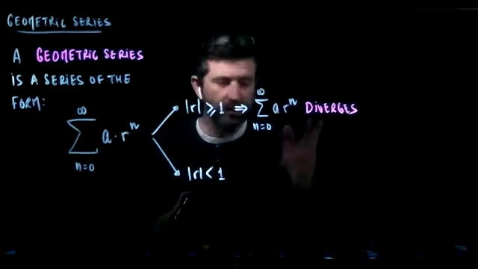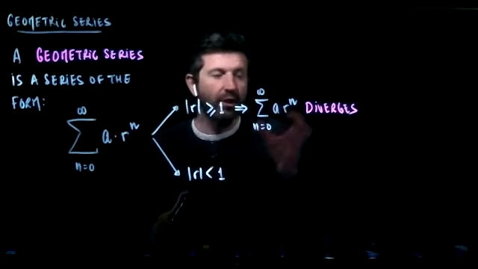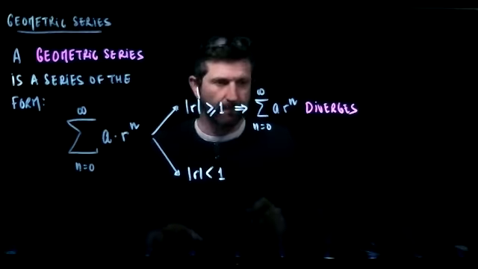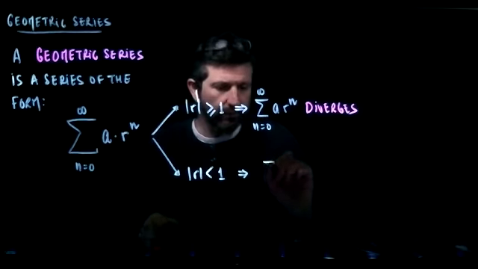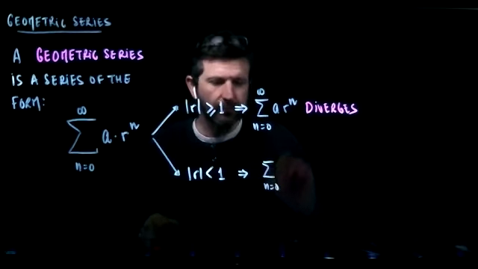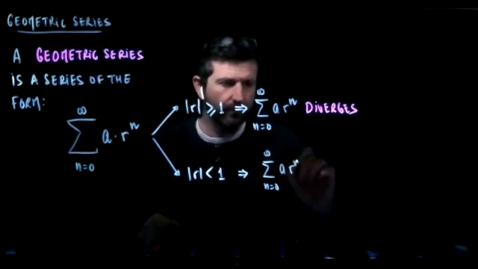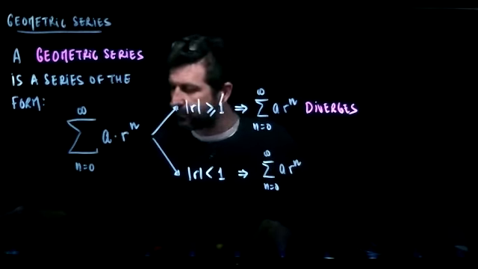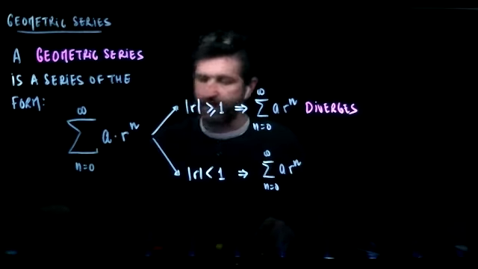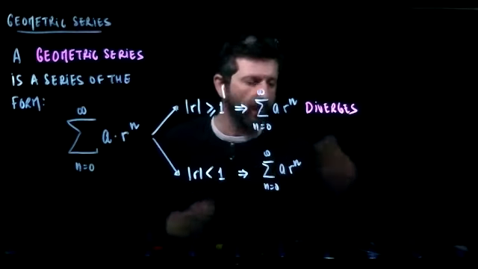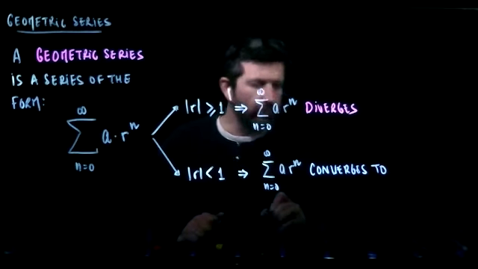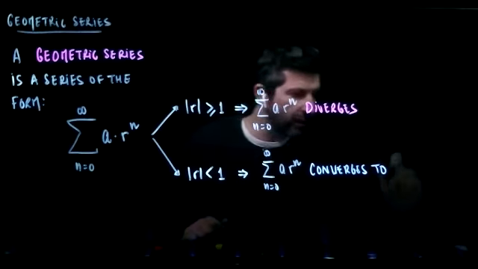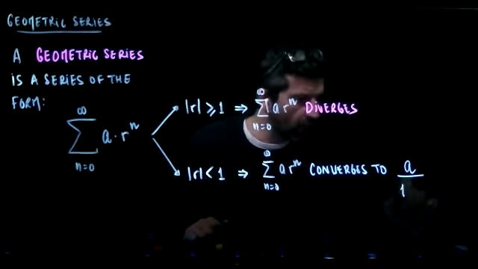Okay, divergence means that it doesn't approach a certain sum. But if it is less than 1, then the series converges. It converges to a certain value, which is a over 1 minus r.